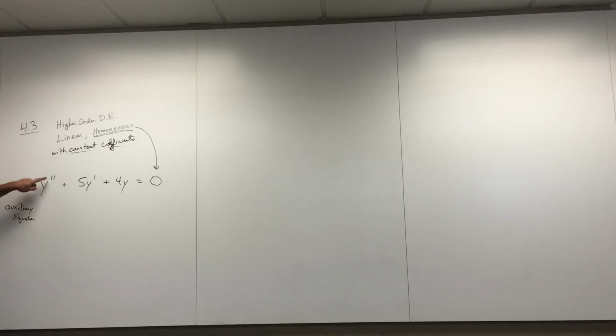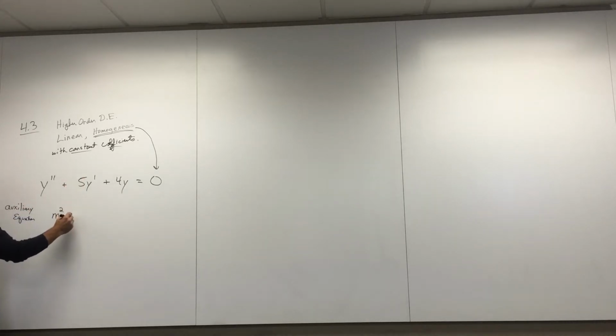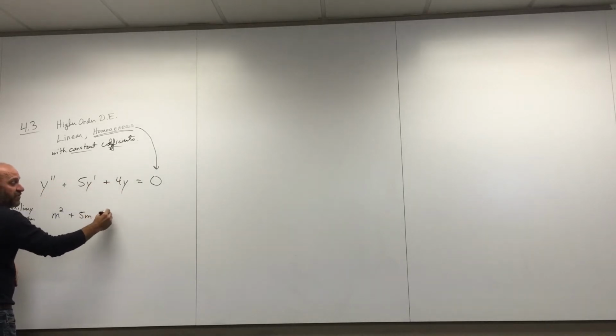Watch. The y double prime, I'm going to call m squared. m is just a temporary variable. The 5y prime, I'm going to call 5m. Maybe you can already guess. If I had a y triple prime, what would I call it? An m cubed. Right. So I'm turning the differential equation into an algebraic polynomial. The 4y is just a 4.